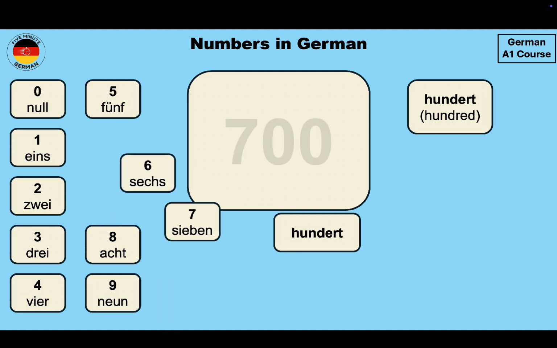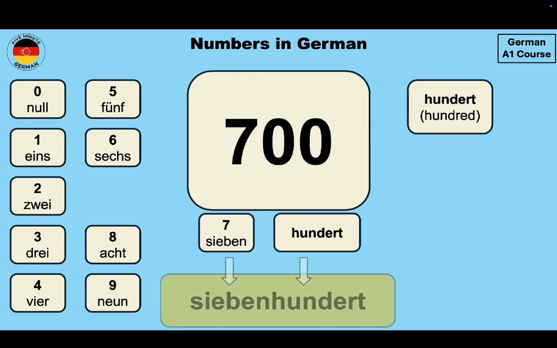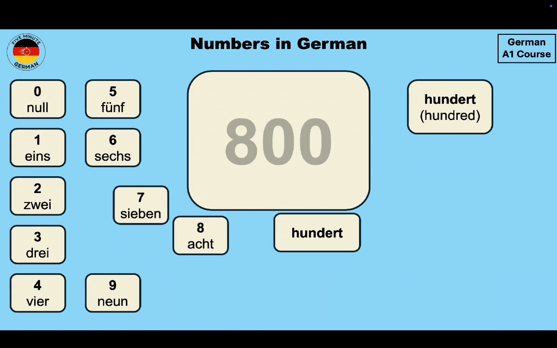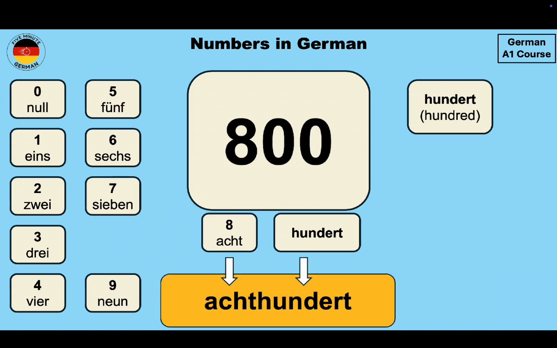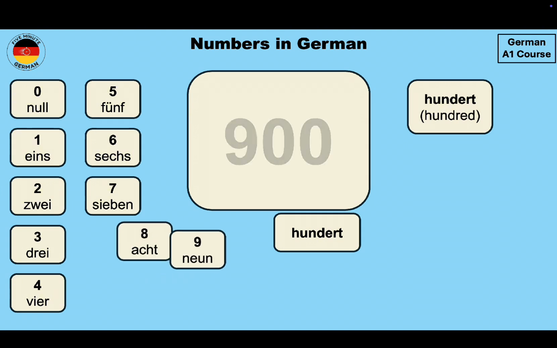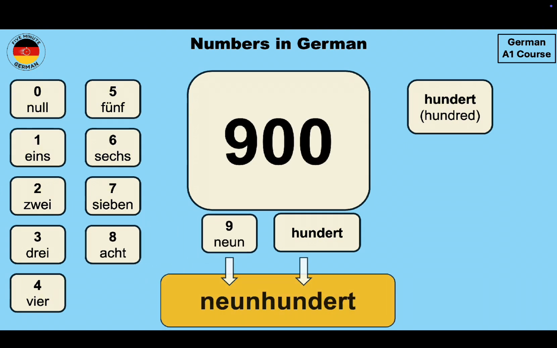Then 700 will be 700. In this case also, we don't remove the en at the end and we just say 700. 800 will be 800. And 900 will be 900. Now let's take some numbers in between.